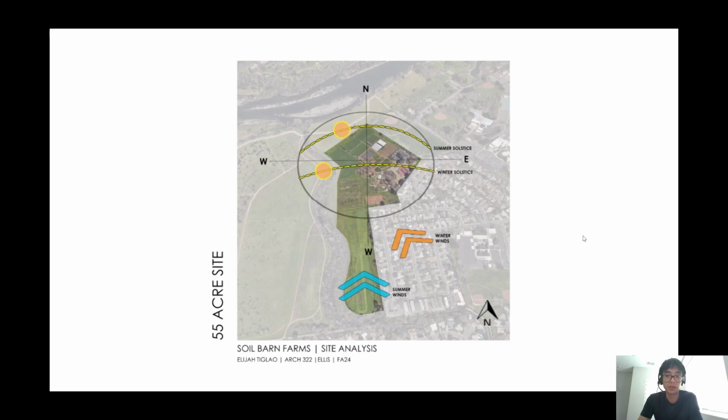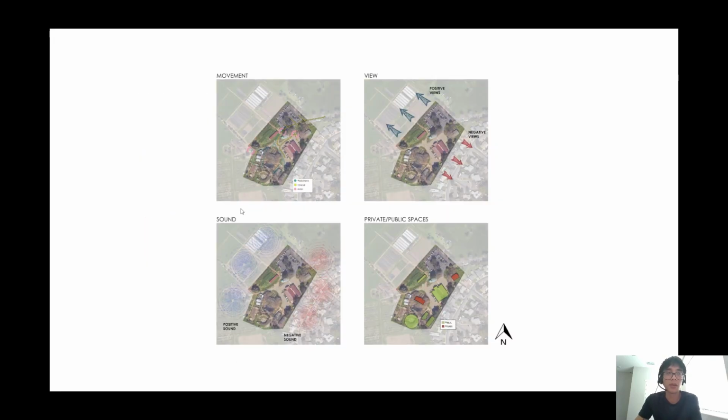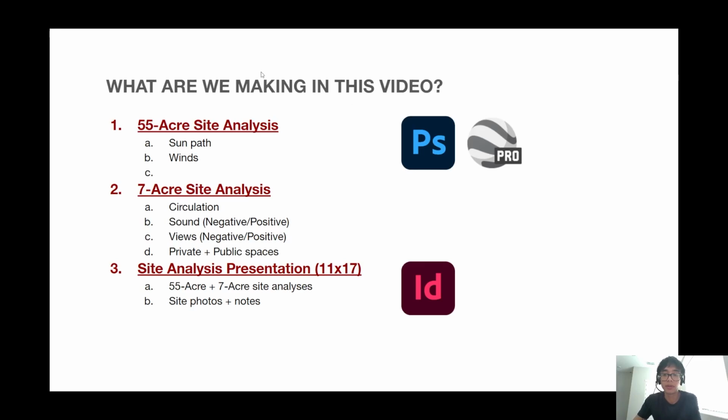I also did one of an overall 55-acre site of soil-borne farms itself, and I show the sun path here, where winds come from, and of course my north arrow here. So in this video, we'll be making a site analysis for our overall 55-acre area of soil-borne farms, and then we'll zoom in and show the 7-acre site analysis, which is this area here. And then after that, we're going to make a quick presentation using InDesign just to familiarize ourselves with the software and compile all of our elements here. And for our site analysis, we'll be using Photoshop and Google Earth Pro.